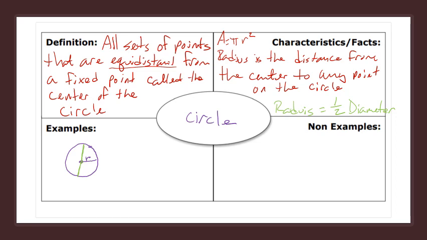All right. A non-example, something that's not a circle, might be an oval shape, like an egg. Let me draw that. Let me get rid of this.